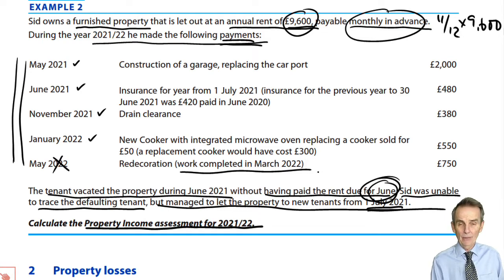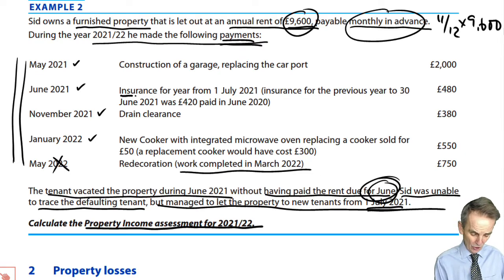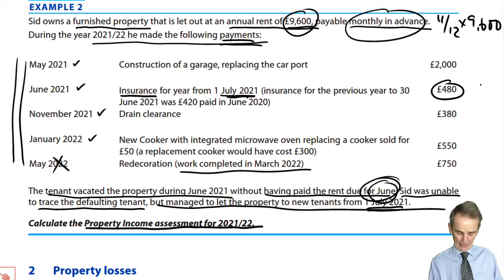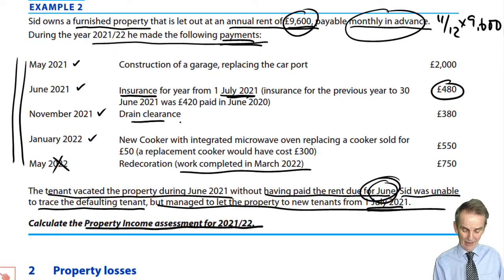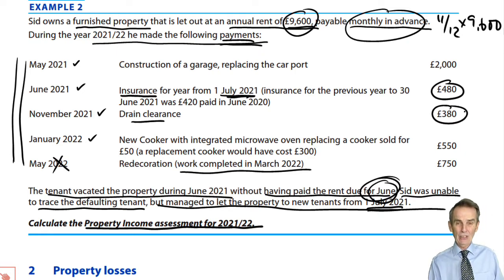Now, a couple of them are very straightforward. Insurance costs. It doesn't matter what the period covered is. All that matters is the amount that was actually paid. The period to which it relates, your insurance year, doesn't matter. What did you pay in the tax year? Drain clearance there. That's a repair. Must be very dirty drains, a huge blockage we're talking in terms of. £380. That again is a perfectly allowable expense paid for within the year.